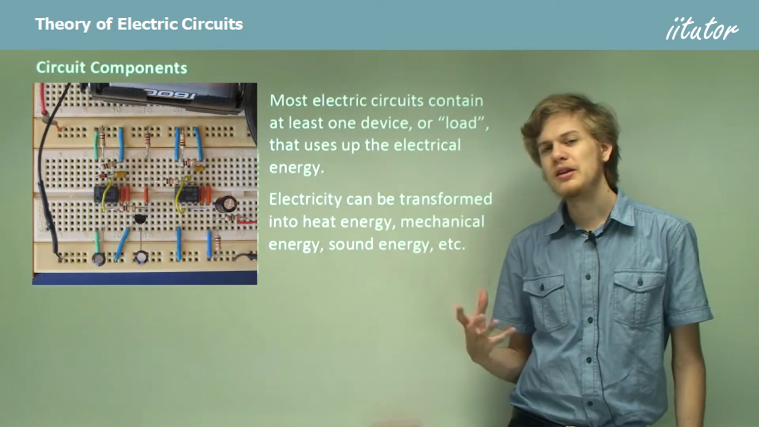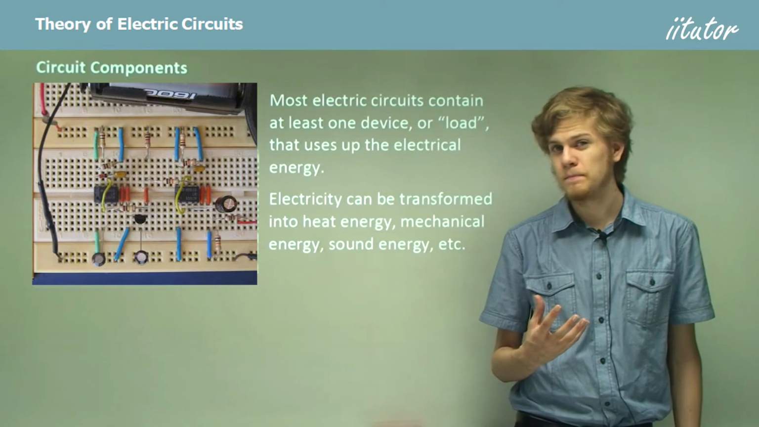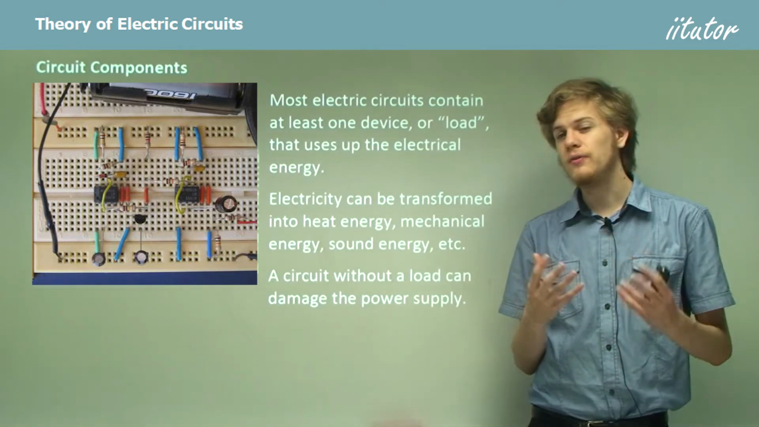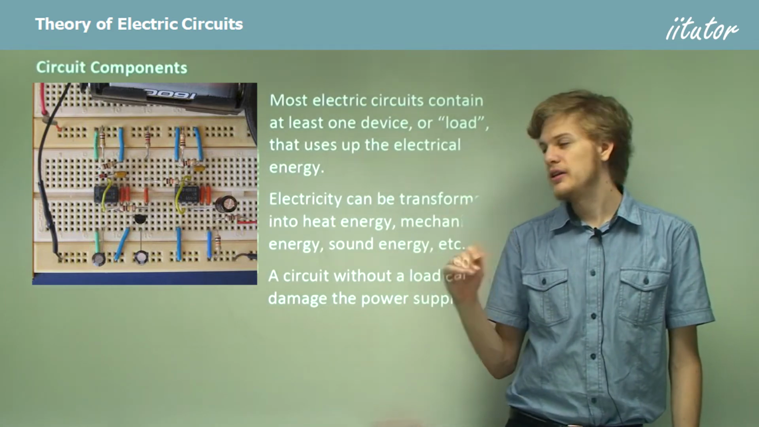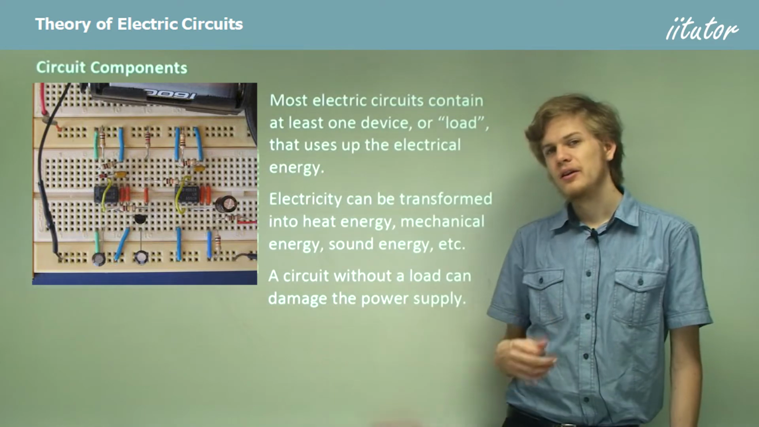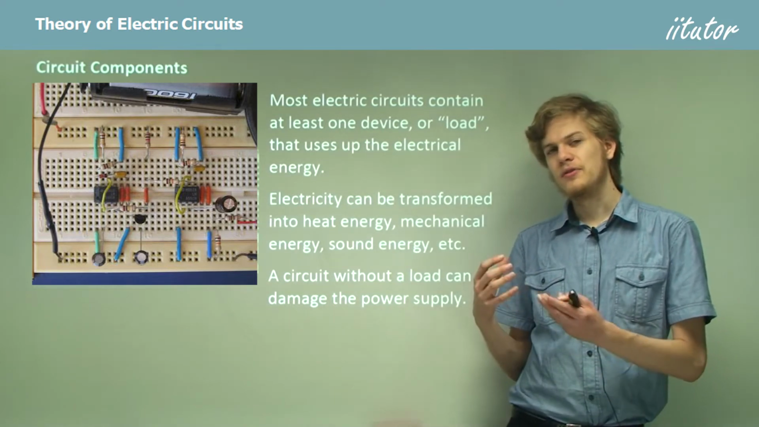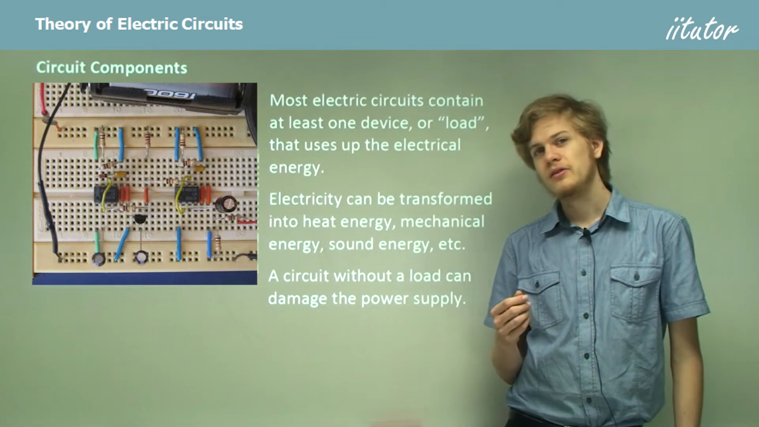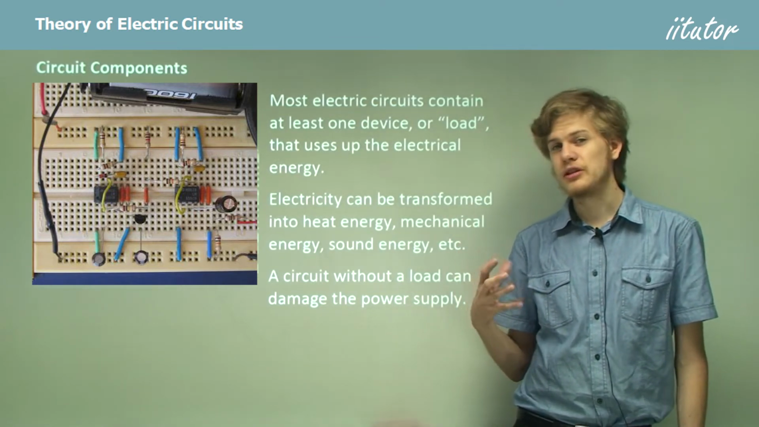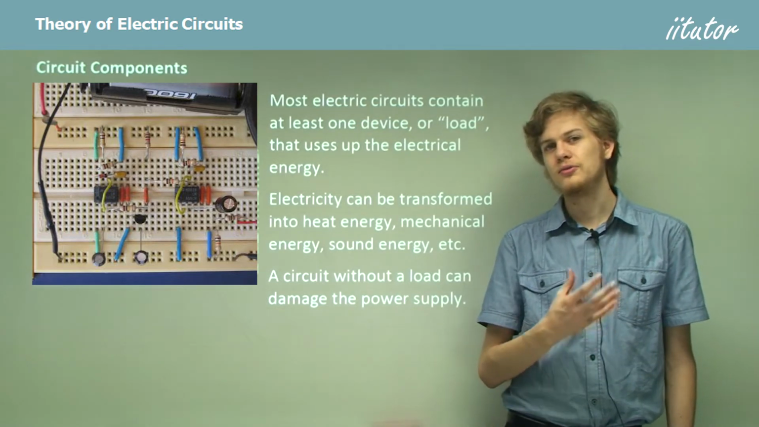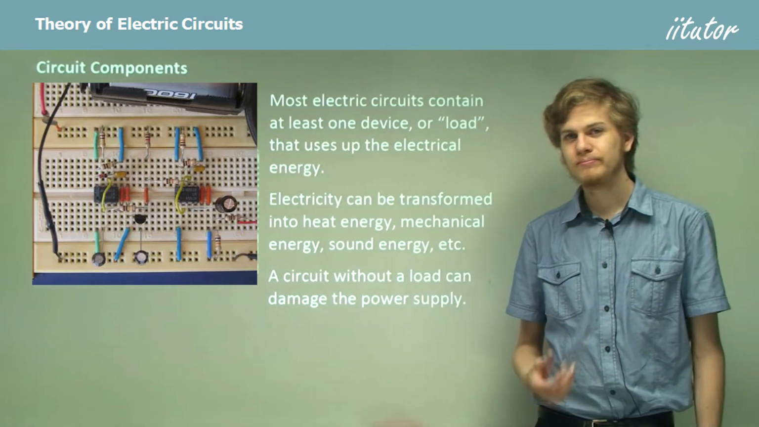We can get many, many different forms of energy out of electricity. A circuit without a load, that is, without a device that transmits electrical energy into one of these energies, will damage the power supply. The reason for this is that if there's no difference and no way for the electrons to lose potential energy, then they'll just gain enormous amounts of energy passing through the circuit.